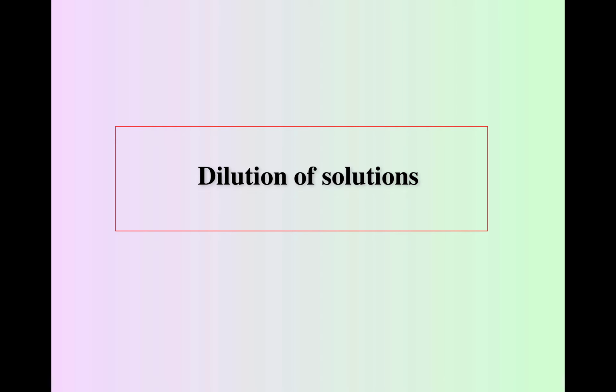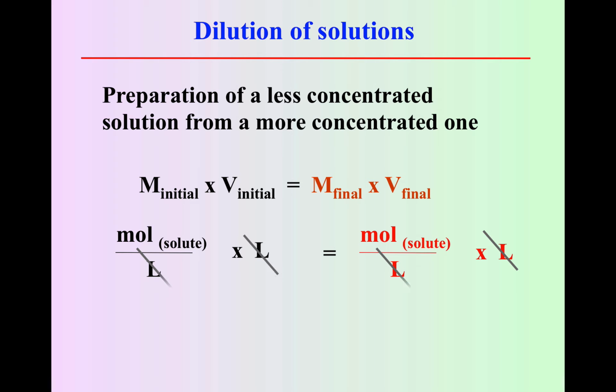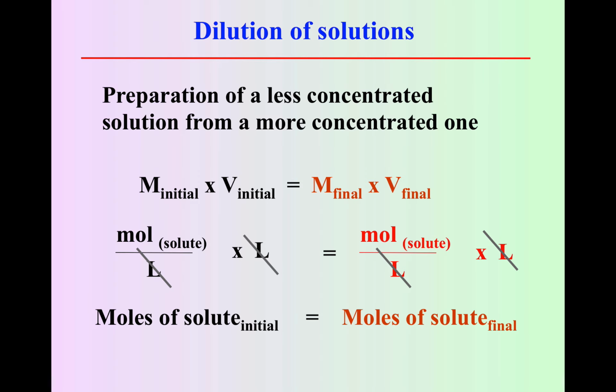Diluting solutions. We ran into this earlier when we were talking about aqueous solutions with precipitation reactions. You're taking a more concentrated solution and adding water to it to make a less concentrated one. So M1V1 is equal to M2V2. If I know my initial concentration and my initial volume, I can figure out my final concentration and my final volume. Liters times moles per liter gives you moles. So the moles of solute aren't changing. What's happening is you're adding water. You're increasing the volume, so you're making the denominator bigger in the ratio of moles per liter.